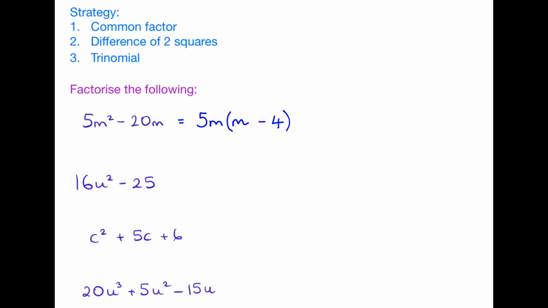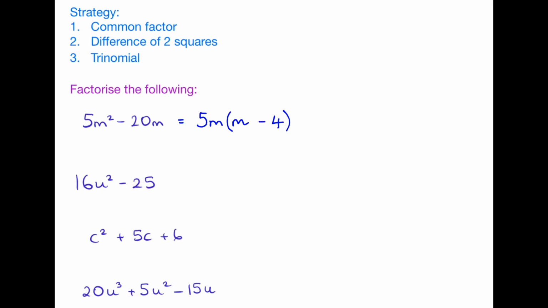Next one. Have a look here. Have we got a common factor? We're going to use the same strategy each time: common factor, difference of two squares, trinomial. So looking at this expression, see if we've got a common factor. Look at the numbers first, 16 and 25. If you think about it for a minute, there aren't any common factors of 16 and 25. And in this term, we've got a u squared, in this term, we don't have any u's. So there aren't any common factors in this.